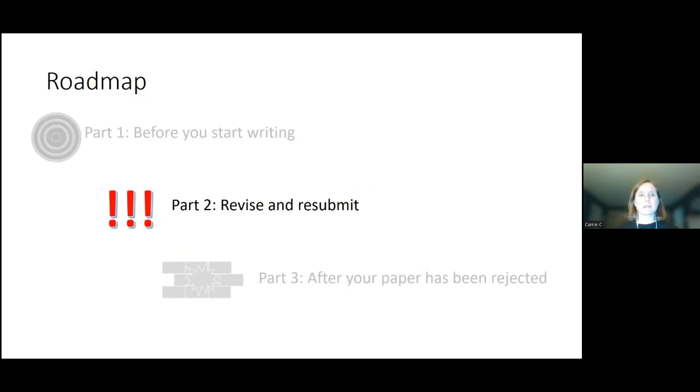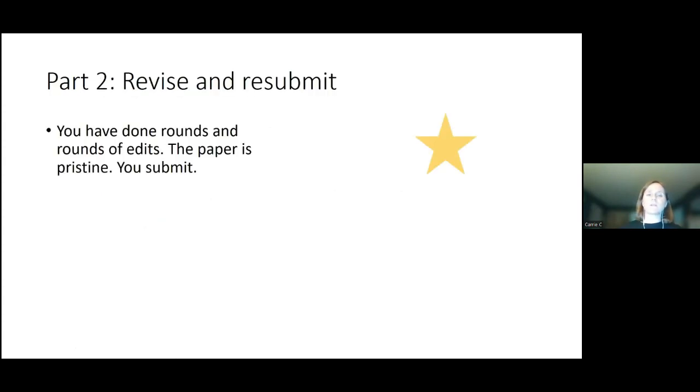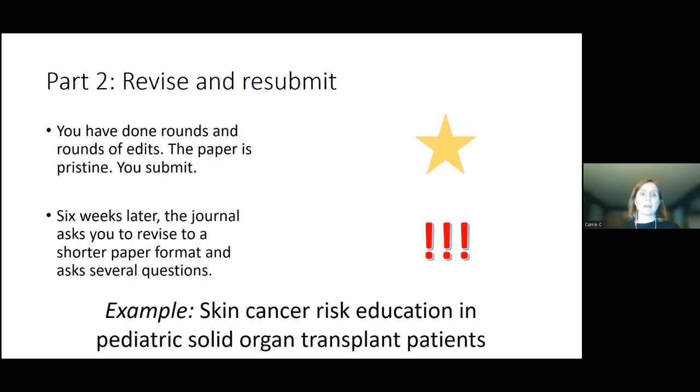So our next stage in the roadmap is the revise and resubmit section. And this is one where you've done rounds and rounds of edits. Your paper's pristine. You are like, this is the one, it's going through, I'm going to get a gold star on this paper. And then 6 weeks later, the journal asks you to revise your 2,500-word original investigation that you've poured your soul into to a 600-word research letter.